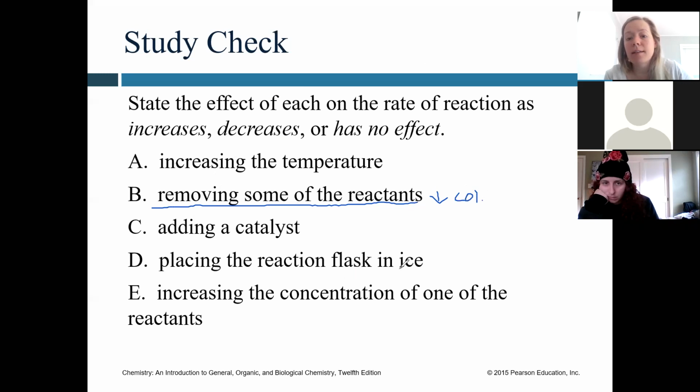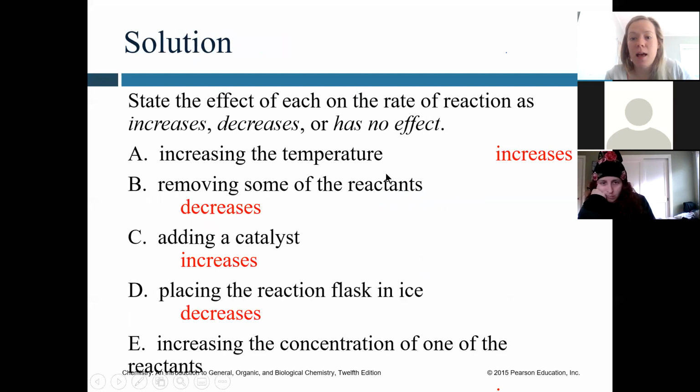Placing the reaction flask in ice: if I put it in ice, I'm cooling it, I'm lowering the kinetic energy in it. That will definitely decrease the rate of reaction. It'll slow the reaction down. And then increasing the concentration of one of the reactants will increase the rate of reaction because you have more things to hit, right? More available opportunities. So increase, decrease, increase, decrease, and then this one got lost, but this would increase it.